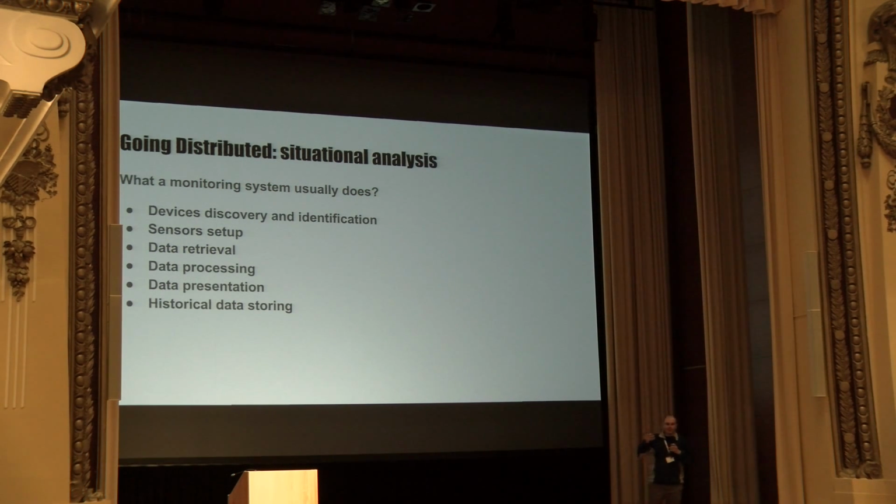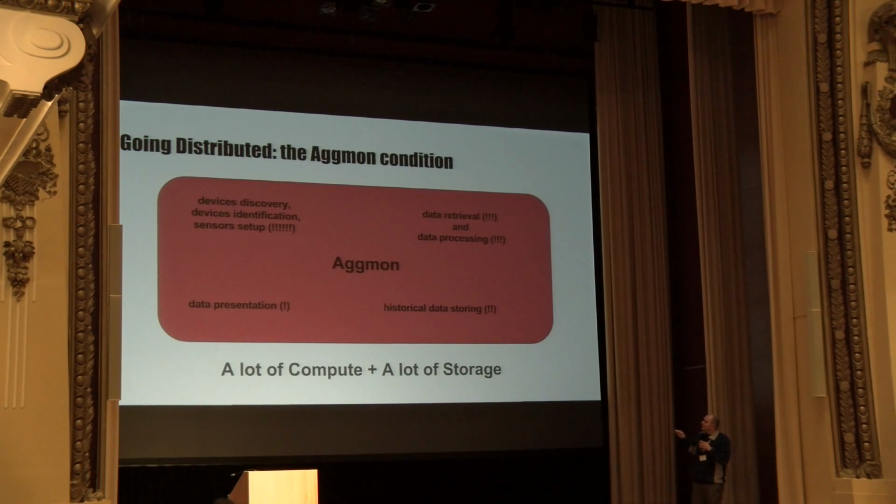And, well, I made a mental breakdown of what a monitoring system actually does. And, well, what it does is device discovery and identification, which is obvious. It sets up sensors, retrieves and processes data, presents this data to a user or administrator, and stores it for historical usage, like with a graph. And how does that fit in with my old Agmon approach?